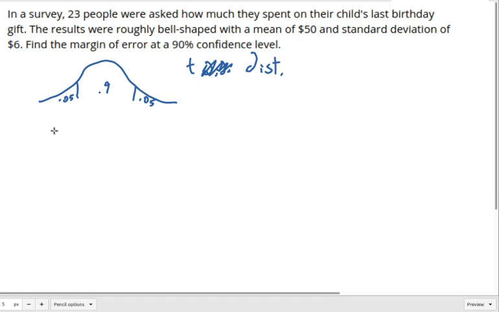So the first thing we need to do in order to calculate the margin of error is get our critical t value. And then we'll multiply that by the sample standard deviation divided by the square root of our sample size. To look up the critical value, I can either use a t-distribution table, which I'll do first, or I could use some technology, and I'll use a spreadsheet.